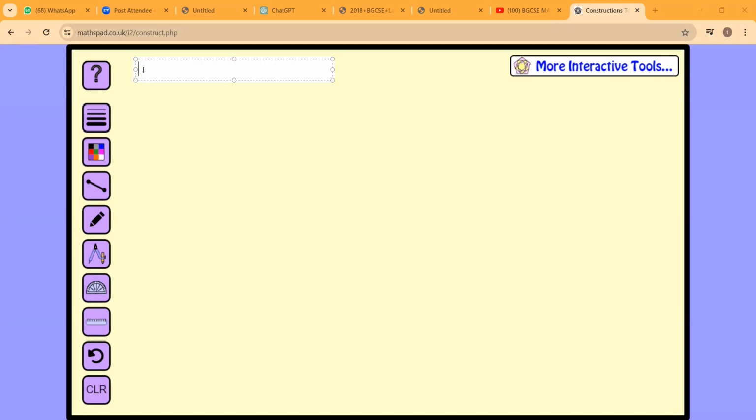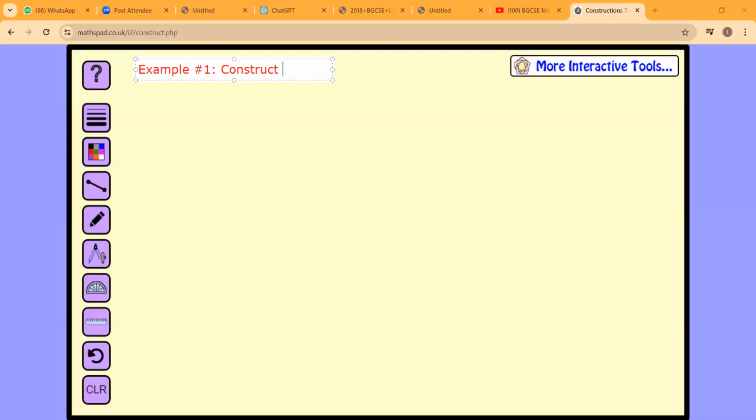So this is going to be example number one. We want to construct. Now, when they say construct, they mean use a compass and a protractor and stuff like that. When you're constructing, you have to actually build it from the ground up. But if they say draw, then you just have to use your ruler or protractor. But if they say construct, you definitely have to use your compass.